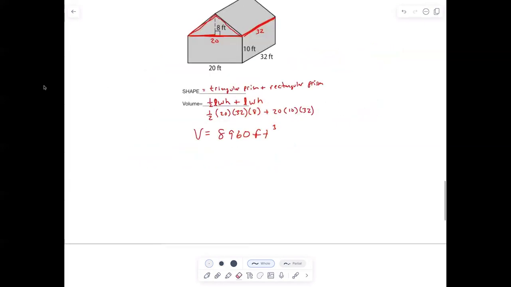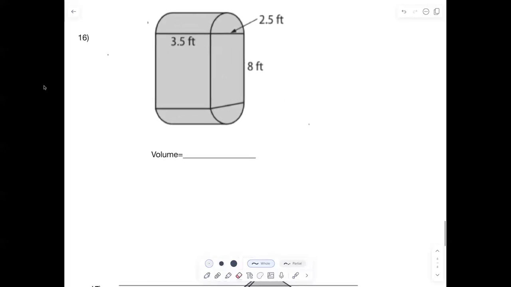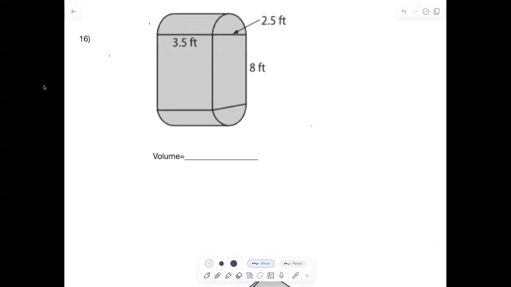All right, now what I want to do is flip down. Look at this shape right here. Someone tell me what this shape is made up of. A cylinder and a what? Rectangle. And a what? There's no rectangle.